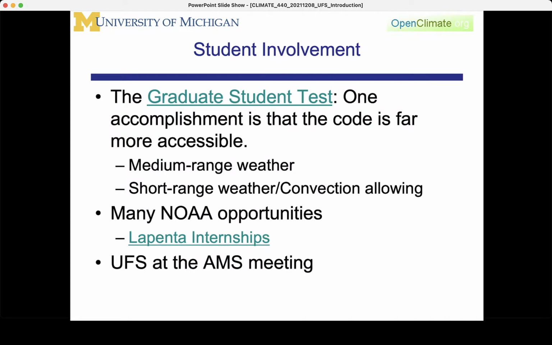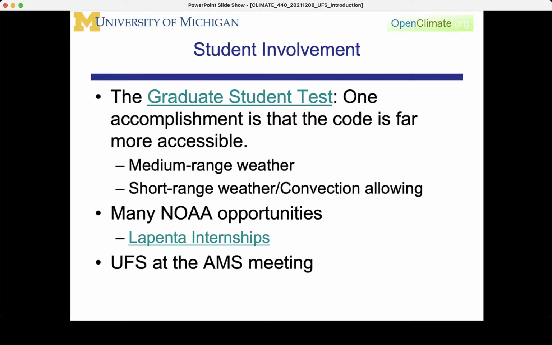One accomplishment is that the code is far more accessible, and this is because of the adherence to something called the graduate student test, which was posed some time ago, that a good graduate student should be able to download, modify, and run the code from the systems, and they should be able to do that in less than 6 hours. And we have accomplished that with both the medium-range weather application and the short-range weather convection allowing application.